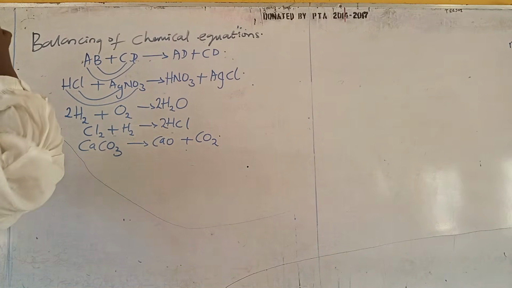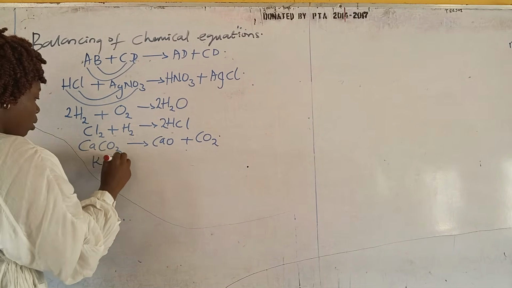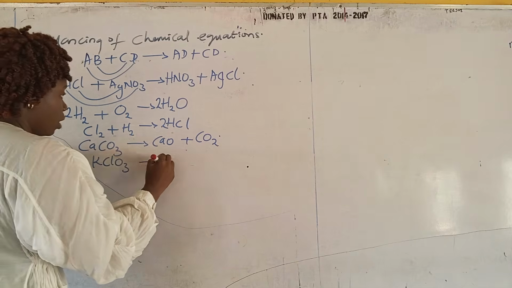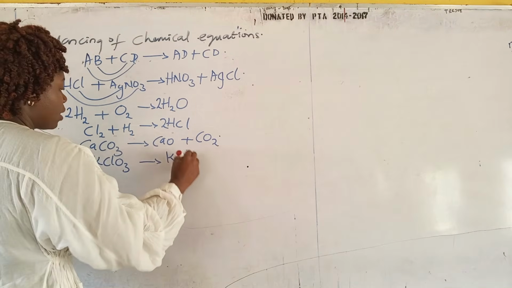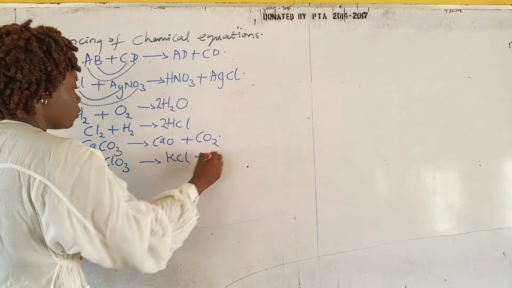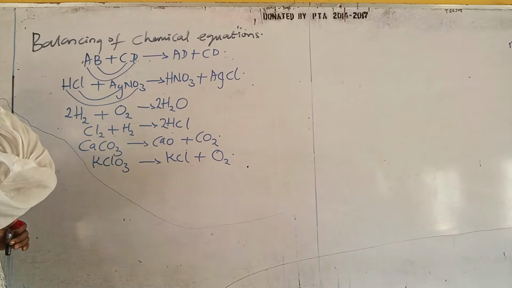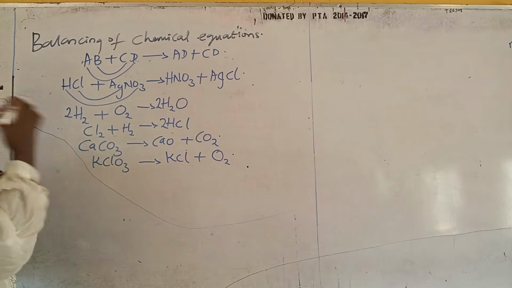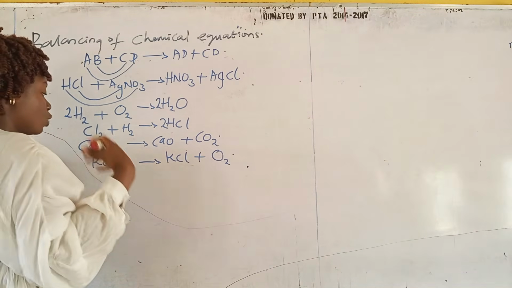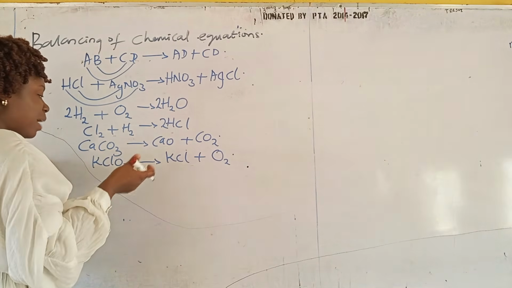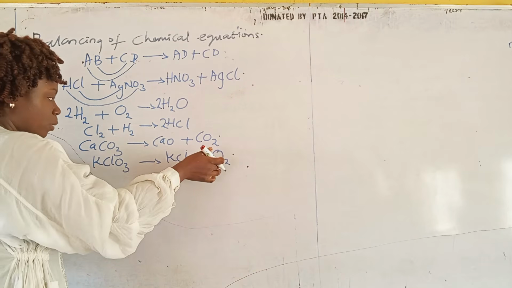Another beautiful one is my potassium chlorate. You have KClO3, yes. So I have it breaking into KCl, that's my potassium chloride, plus my oxygen gas, but it is not yet balanced. So I have 3 for the oxygen here, and I have 2. So I have to do a multiple. What can I multiply with 3 that will give me the same thing when I multiply with 2?